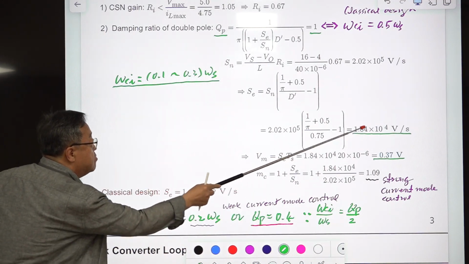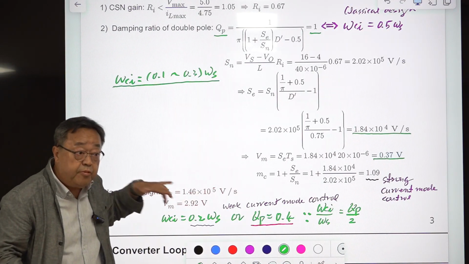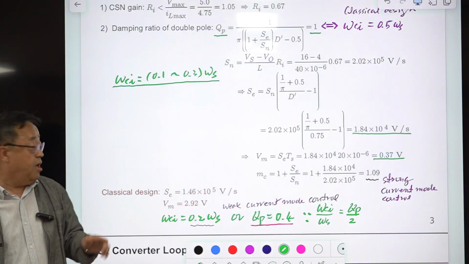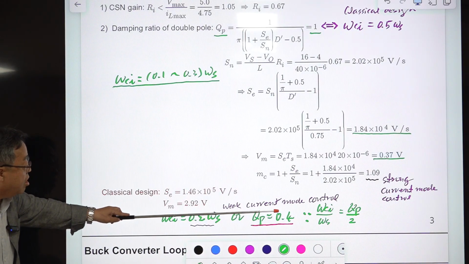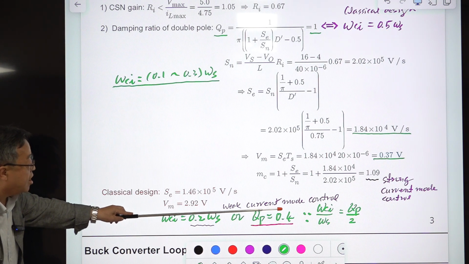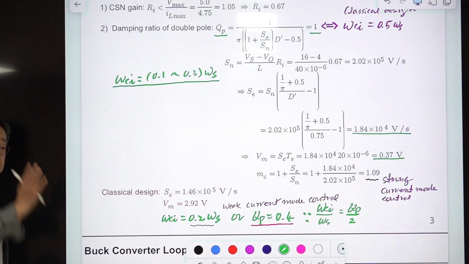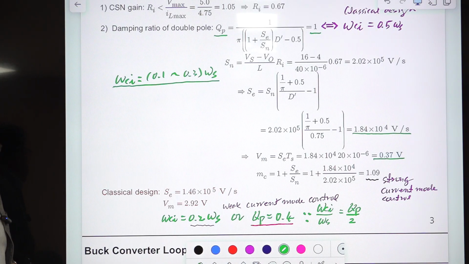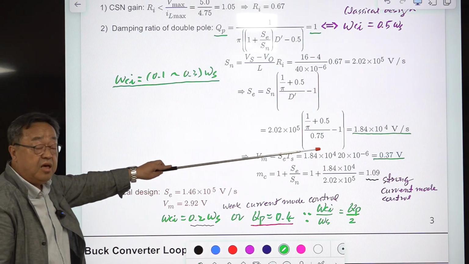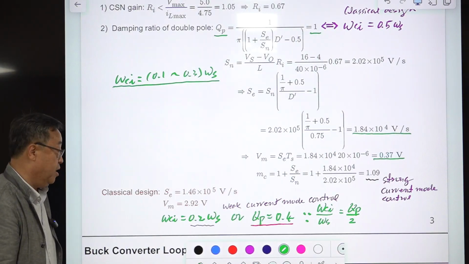This one is 10 times larger than this, okay? That means it has some strong feature of voltage mode control, and the current mode control feature becomes weaker, all right? So this is the weak current mode control. With this large SE, it becomes similar to the voltage mode control, and with the small SE, it has the strong nature of current mode control, okay?